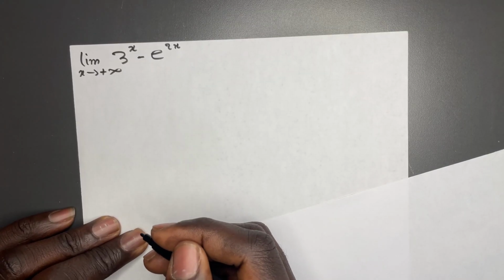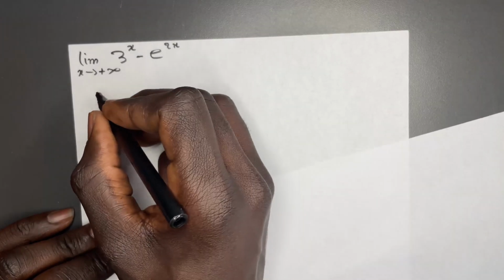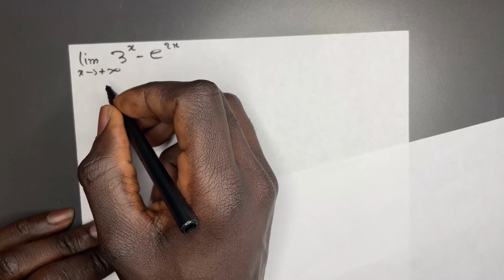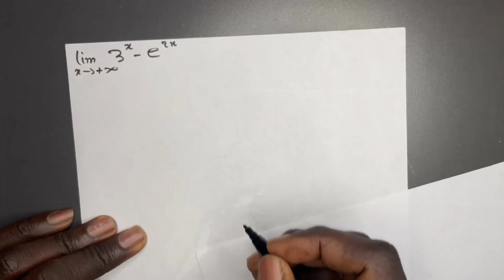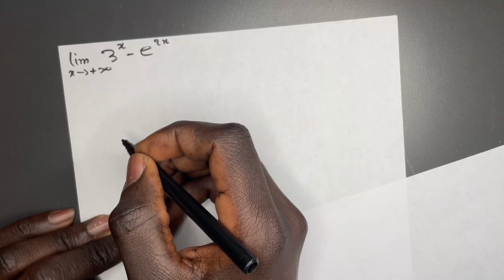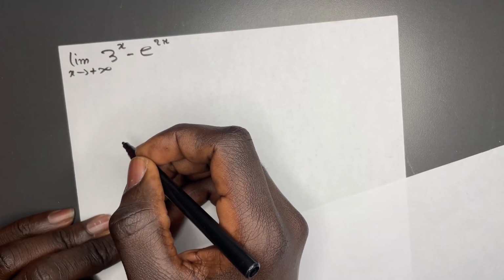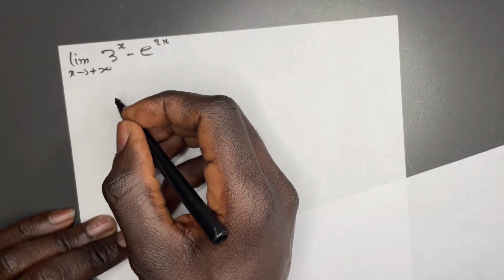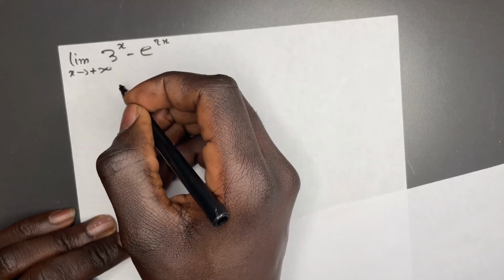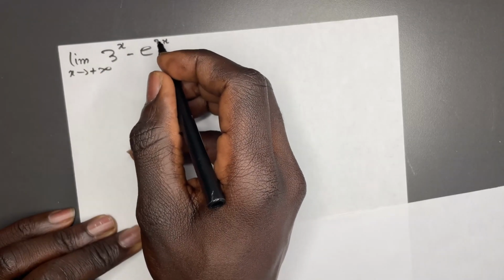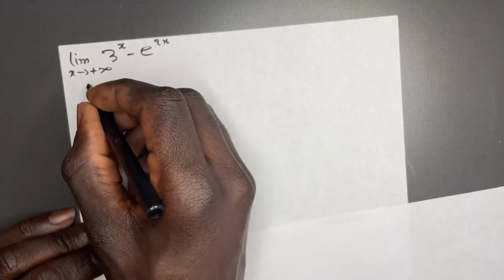Today we are solving this interesting limit as x approaches infinity of 3 to the power of x minus e to the power of 2x. It's actually an indeterminate form of the type infinity minus infinity because as x approaches infinity, 3 to the power of x goes to infinity and negative e to the power of 2x goes to negative infinity.